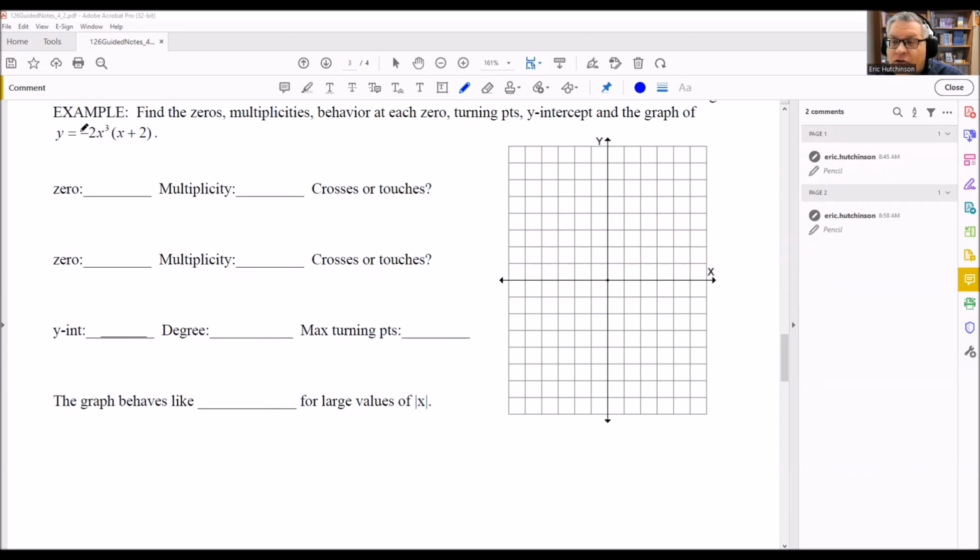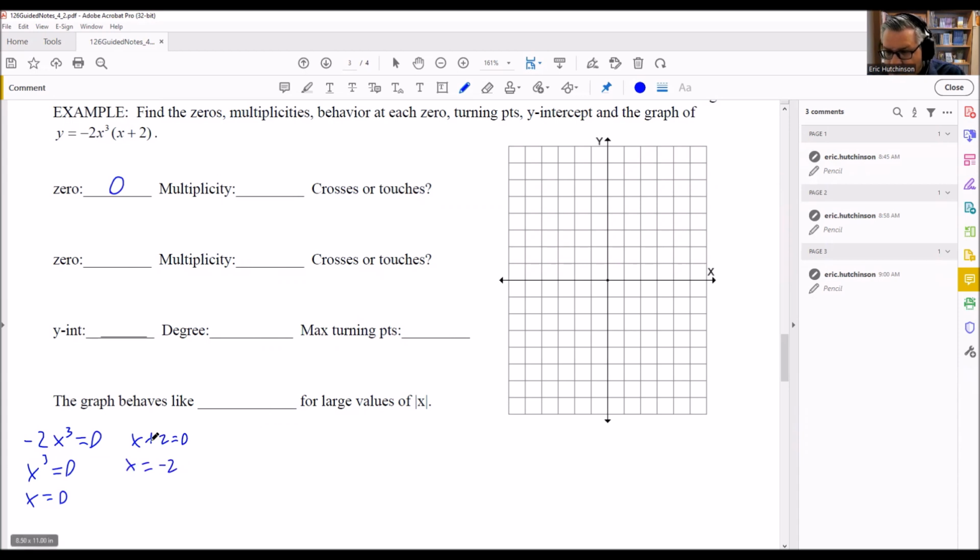The negative 2 out front, that part is not going to give you a 0, but the x cubed part will. Again, you can imagine just taking negative 2x cubed, setting equal to 0. If you divide both sides by negative 2, you'll get 0. Take the cube root, get 0. So 0 here for that one. Take x plus 2, set it equal to 0, and we get negative 2 when you subtract 2 from both sides.